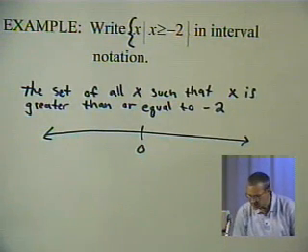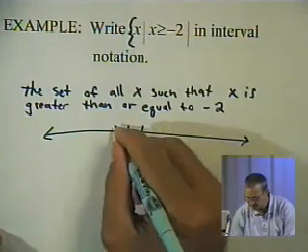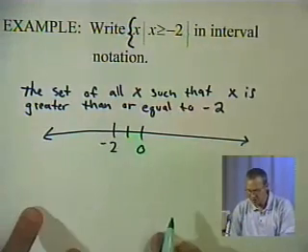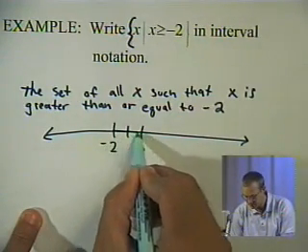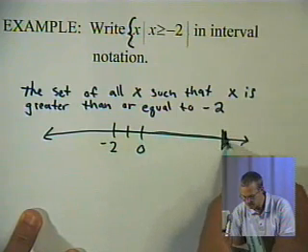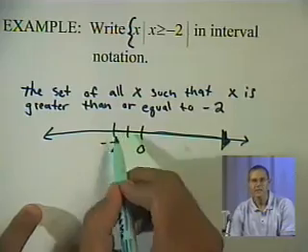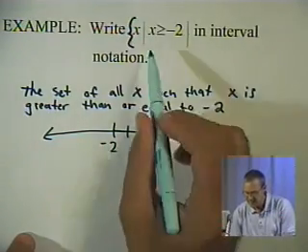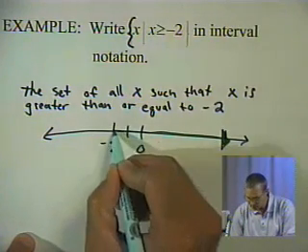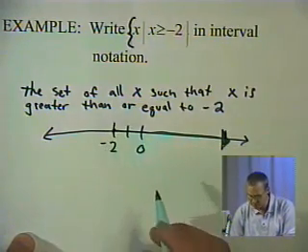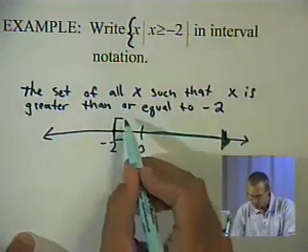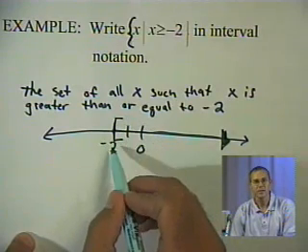Let's see, I need the set of all x's that are greater than or equal to -2. Well, there's -2. Since I want all numbers greater than -2, means I need to go to the right. Now, what's going to happen at the -2? Well, it says that x can be greater than or equal to -2. So I want to include this point. And the way we're going to include this point is with a square bracket. The square bracket represents that we're going to include the point -2.